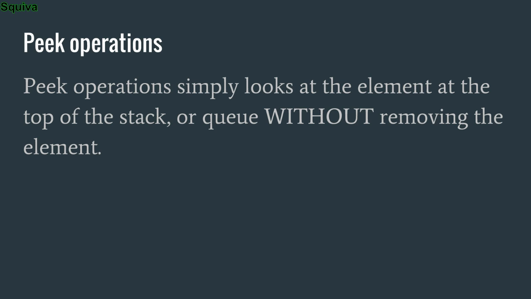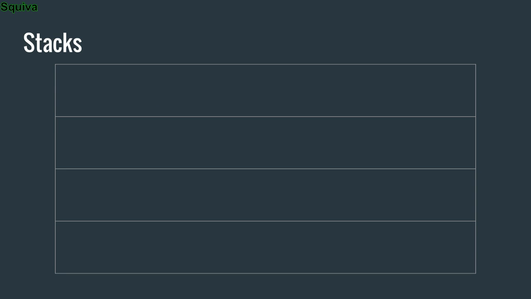Alright, peek operations. Peek simply looks at the element at the top or bottom of the stack or queue, whichever one you're using, without removing the element. So it literally just peeks. Oftentimes remove and pop functions will take it off the top of the stack. It'll remove it. Peek just doesn't remove it. And that's usually pretty useful if you're sorting or doing other stuff.